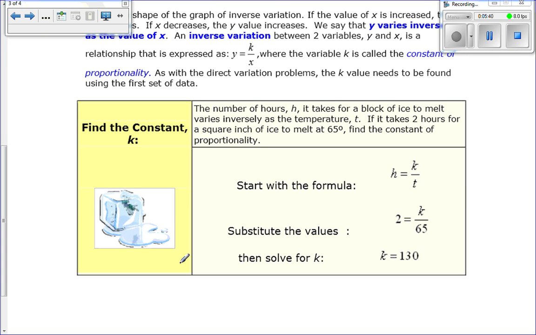The number of hours h it takes for a block of ice to melt varies inversely as the temperature T. It takes 2 hours for a square inch of ice to melt at 65 degrees. Find the constant of proportionality. Well, h equals k over T, and then it was 2 hours, and the temperature was 65 degrees. So just put this over a 1 and cross multiply, and you'll get k is equal to 130.